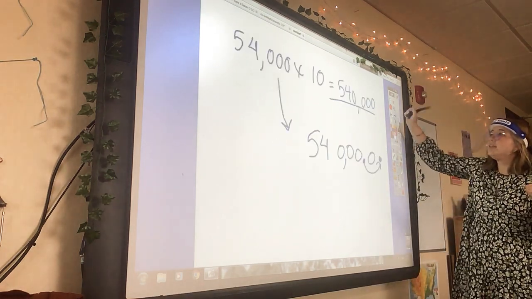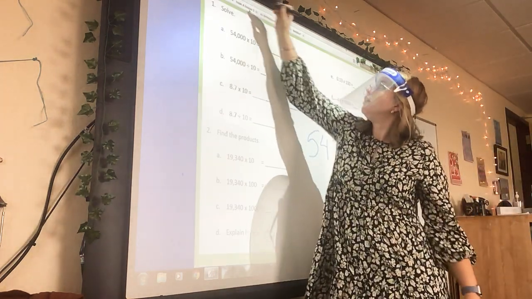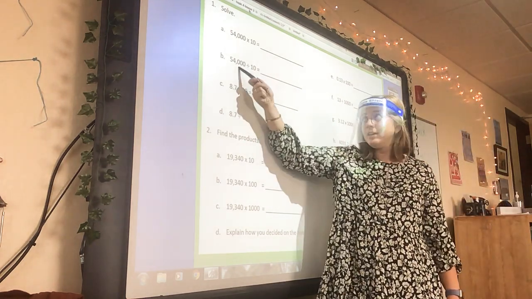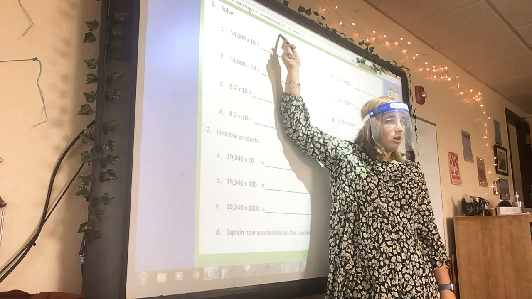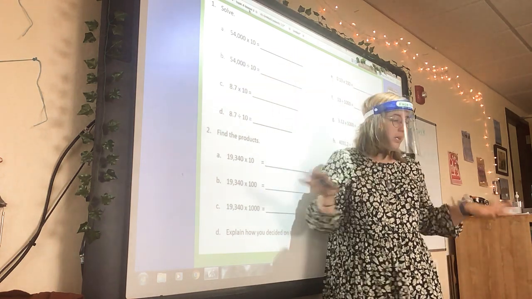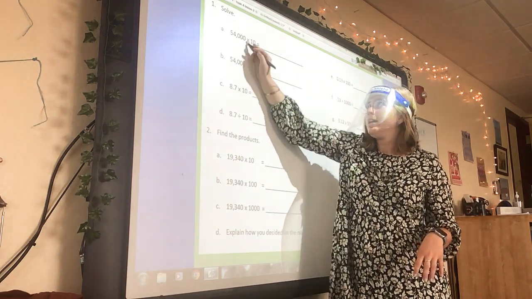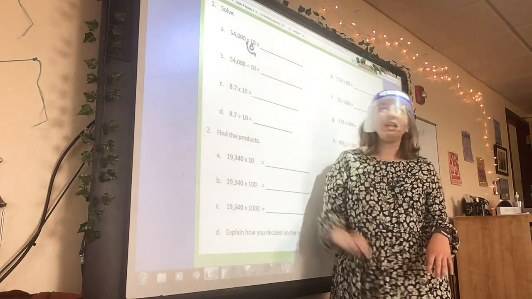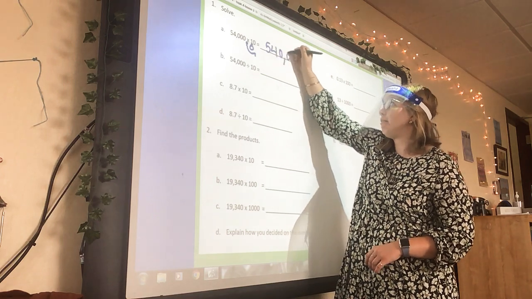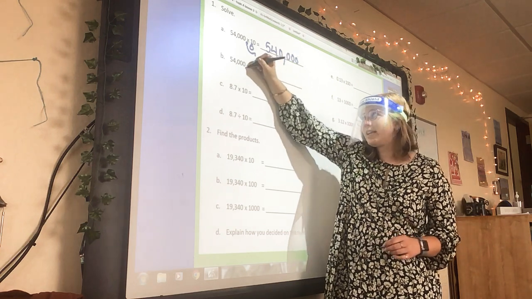All right, so back to the problem set. If we're looking at B, does everybody understand A? Yes. Okay, so everybody sees what I did there? So bottom line, if you're multiplying, your decimal, which is at the end of a whole number, is going to move to the right once, and it's going to get filled in with a 0. So your answer is 540,000, not 54,000.